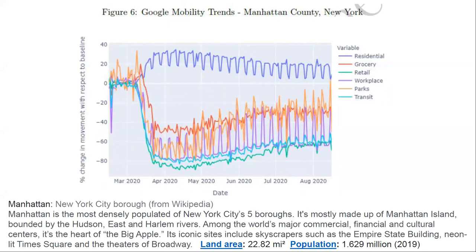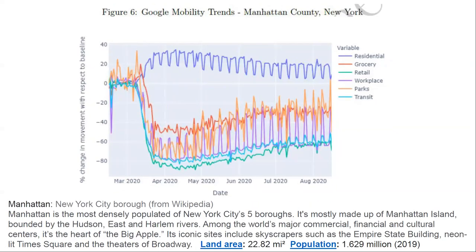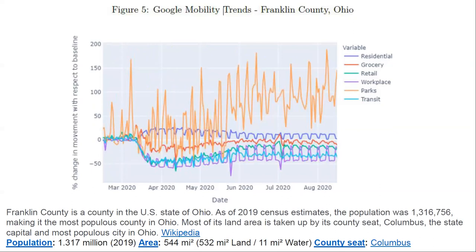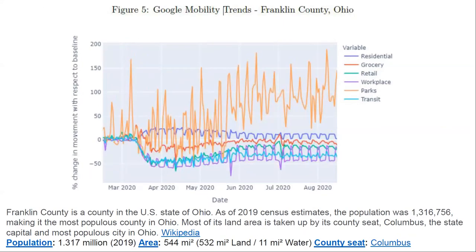Very different. Why do you think Manhattan might be so different from Franklin County? So policy might be more strict in Manhattan. Any reason why? Interestingly, the population is 1.629 million approximately in Manhattan, 1.317 million in Franklin, so comparable. But it's much more compact. The land area was 22.8 square miles, whereas Franklin County was 544. When you go from 22 to 544, you're multiplying by more than a factor of 20. If you take the square root of that, you're talking about maybe a factor of 5 in terms of how spread out things are.